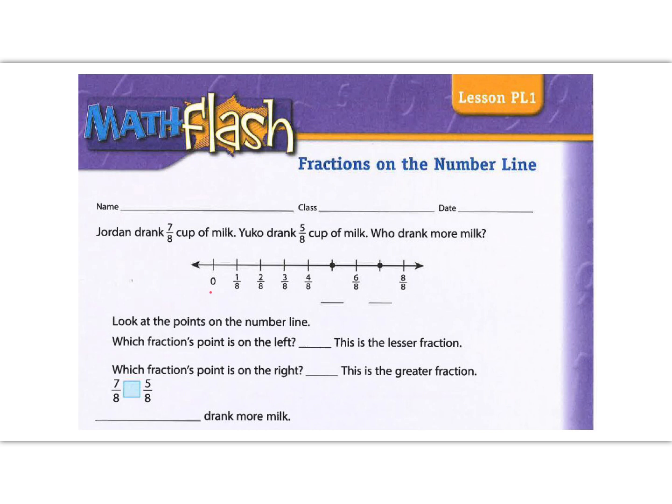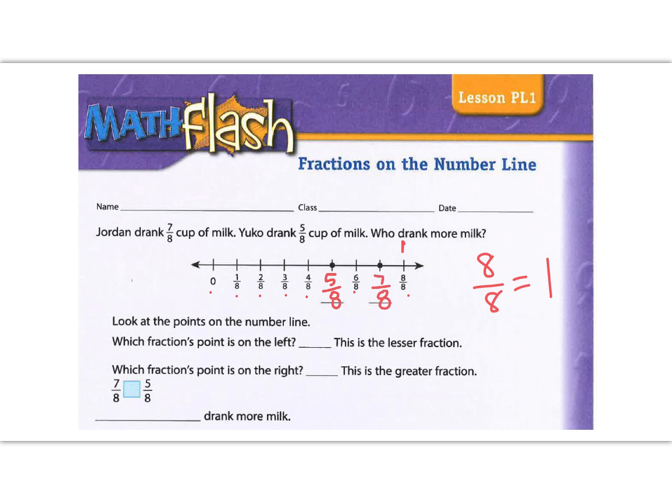So here we have 0 to 8/8. Remember, 8 over 8, 8 divided by 8 equals 1. So this is like one whole right here. Fractions are a part of a whole. So we have 1/8, 2/8, 3/8, 4/8. Here would be 5/8 and 6/8, and then here would be 7/8.